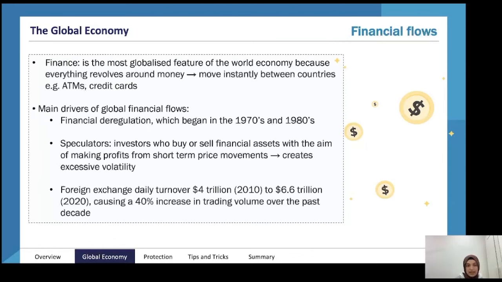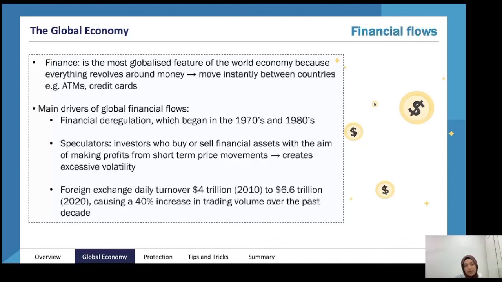So in terms of finance, it is one of the most globalized features of the world economy. This is because everything revolves around money, right? So they move instantly between countries, for example, ATMs, credit cards, etc. And the main drivers of global financial flows include financial deregulation, which began in the 1970s and the 1980s. So the removal of rules and laws that made a lot of the transactions difficult was removed.